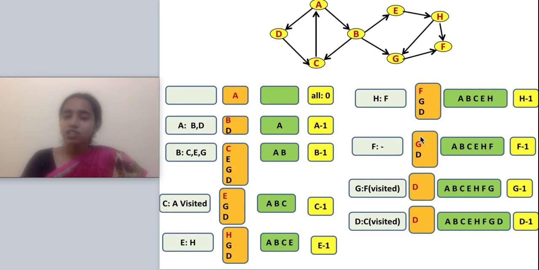In the next iteration, G is the topmost element. G's neighbor is F, which is already visited, so I can pop out G. Then lastly I have D. D's neighbor is C. C is also already visited, so I can pop out D.